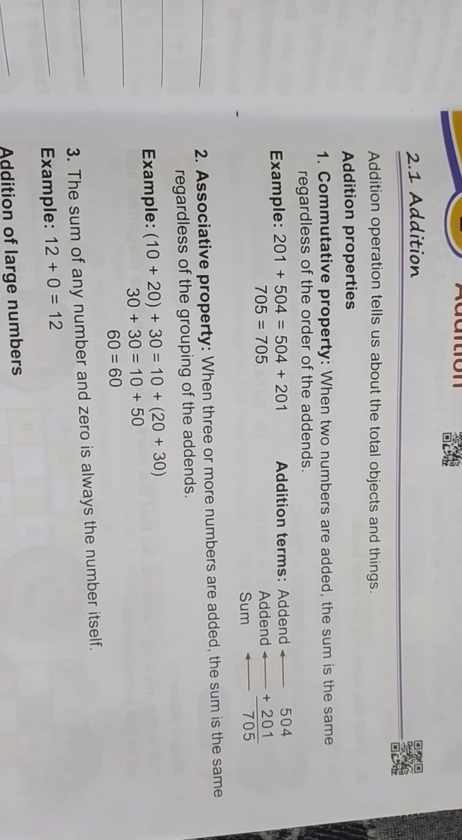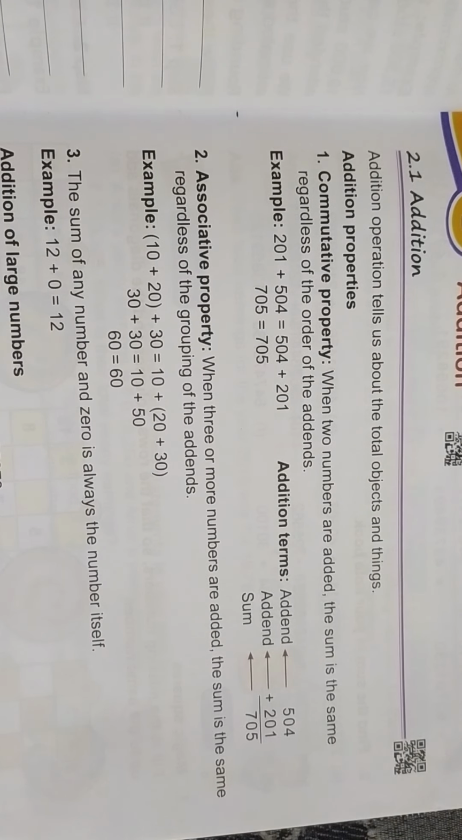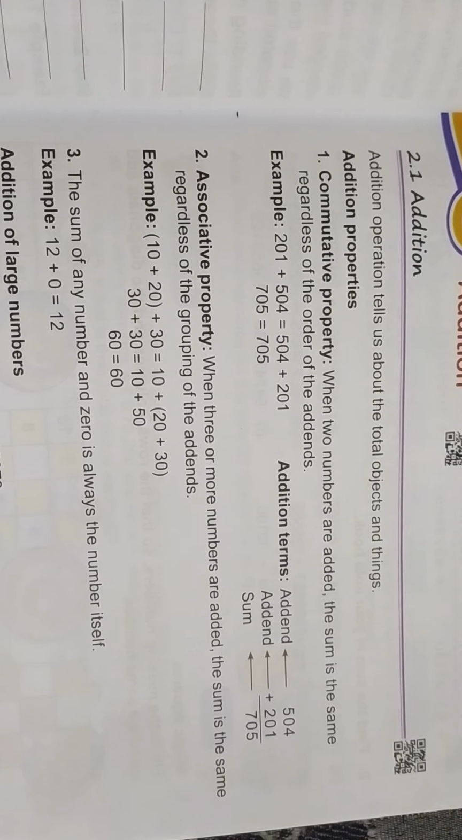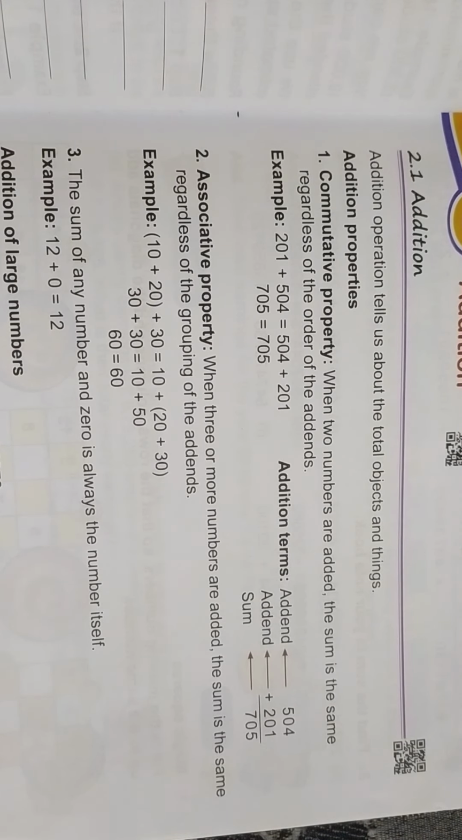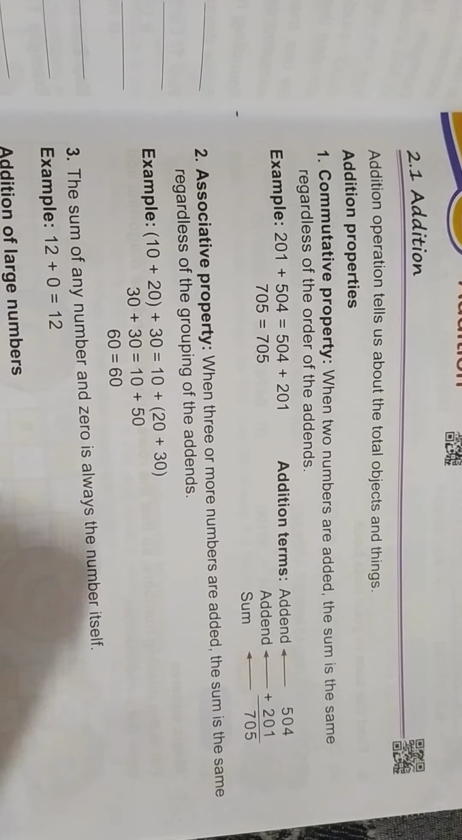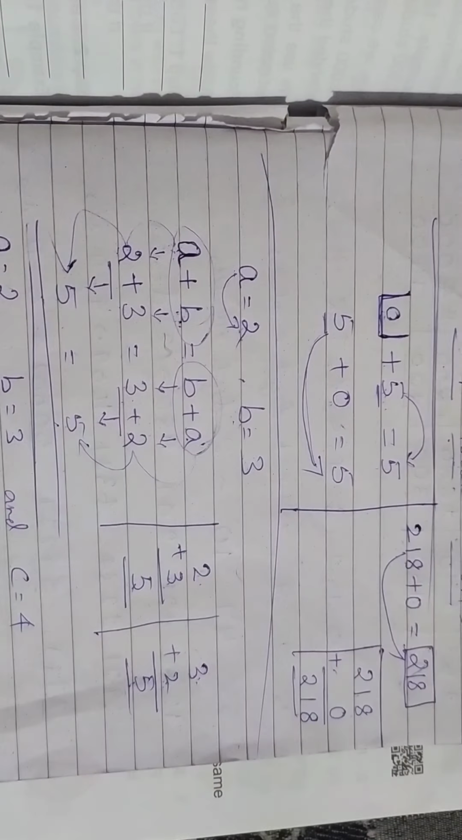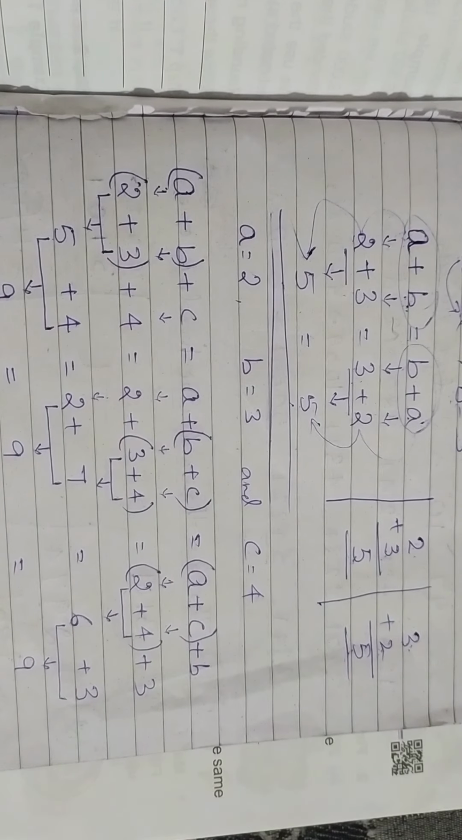This property is called commutative property. What is it called? Commutative property. Next, we shall try to understand what is associative property. For associative property, I have taken one easy example for you.